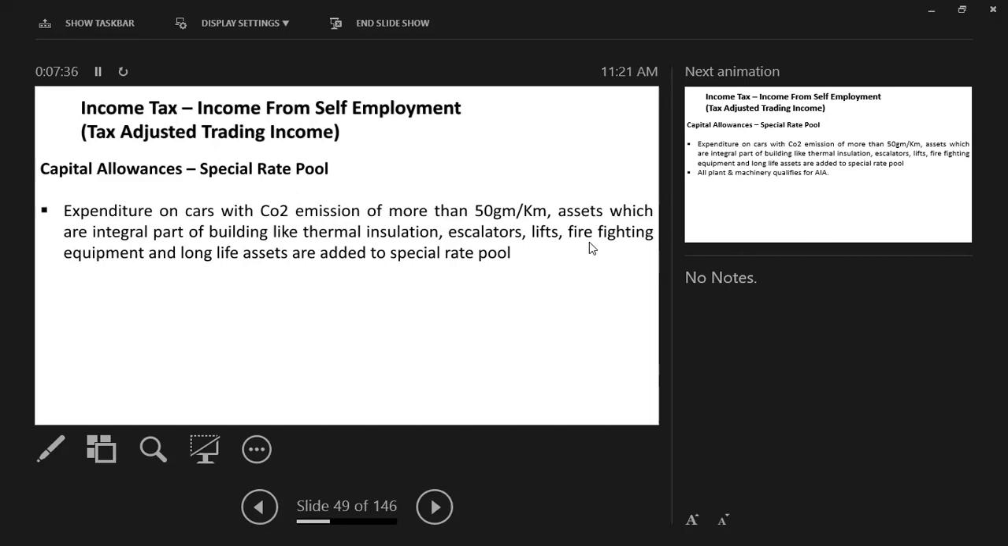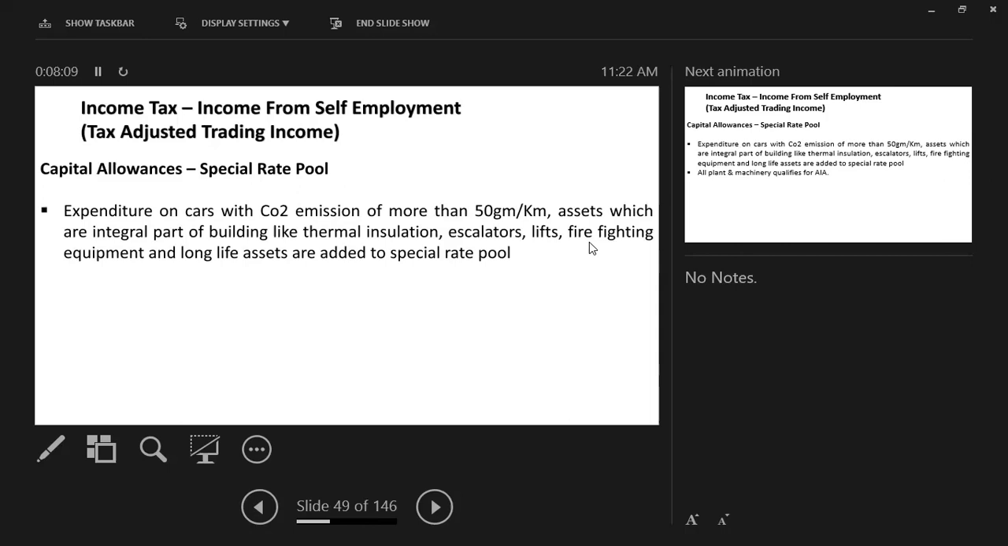Okay, it says expenditure on cars with CO2 emission of more than 50 grams. These are included in special rate. So one is the car. It means if we discuss about cars now, a low emission or zero emission car is charged to the first year allowance. It is not included in it. Straight away, the whole amount is treated as allowance.